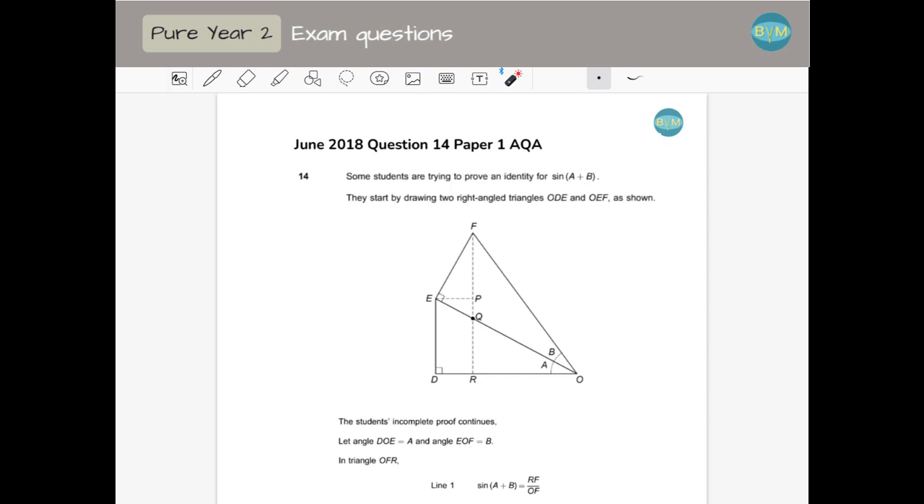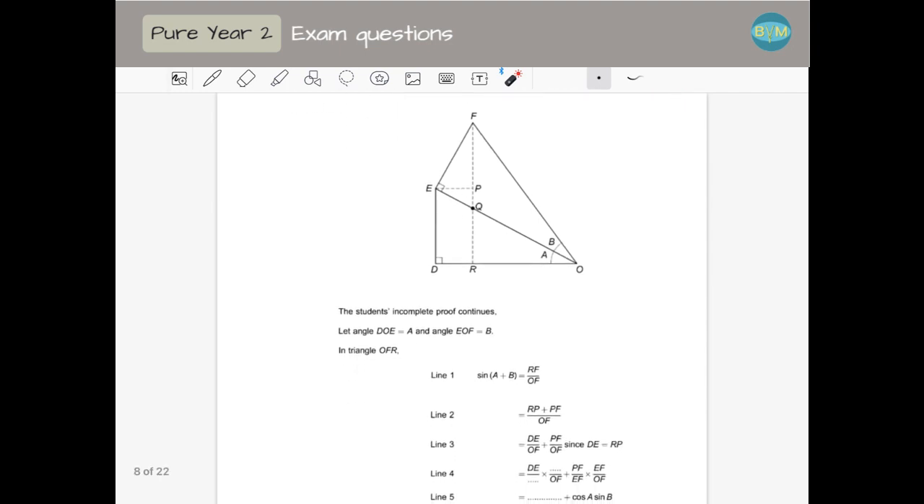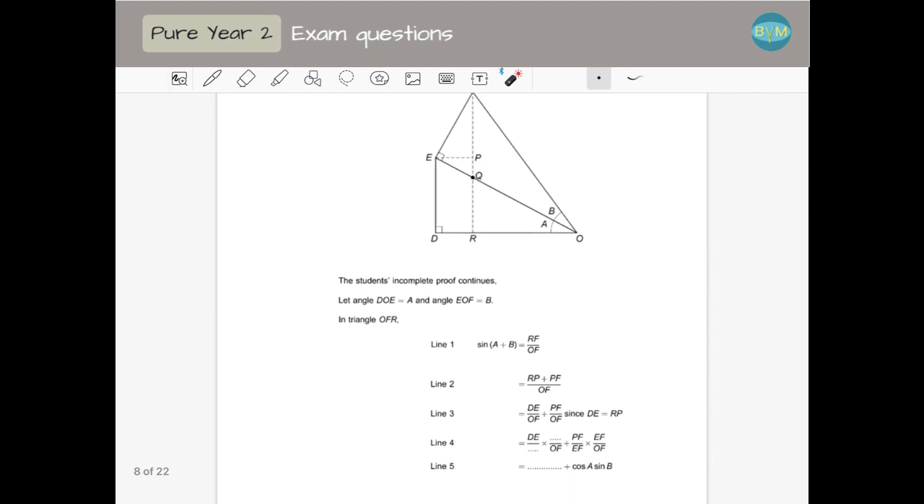Hello. For this question, you should remember more or less how to prove the addition angle formulae. So we always use these two right angle triangles where we have an angle A and an angle B, one after another. We are going to use it to prove sine of A plus B and cos of A plus B. But in this case, the proof is almost done. We have to complete it and give some reasons.